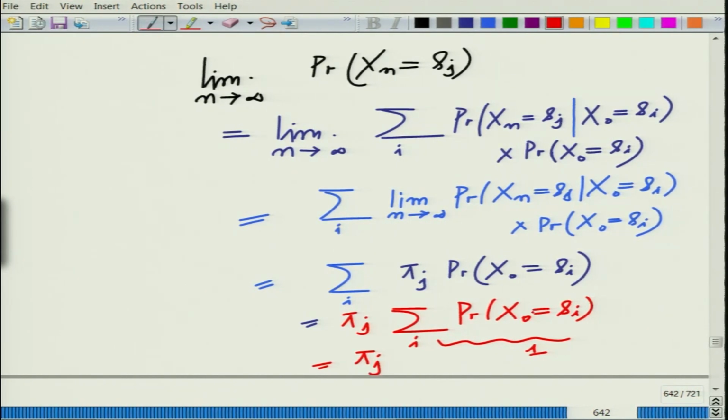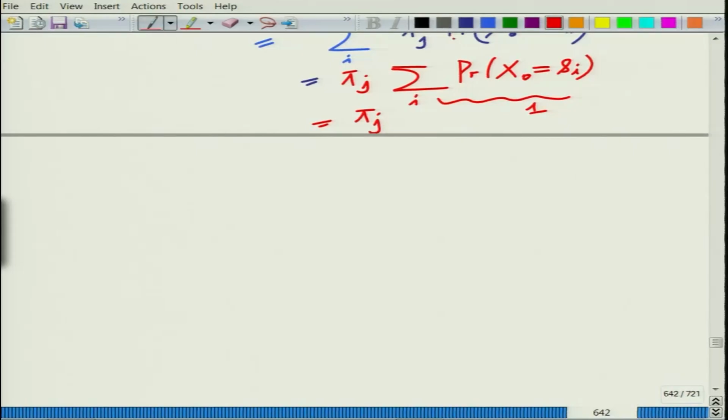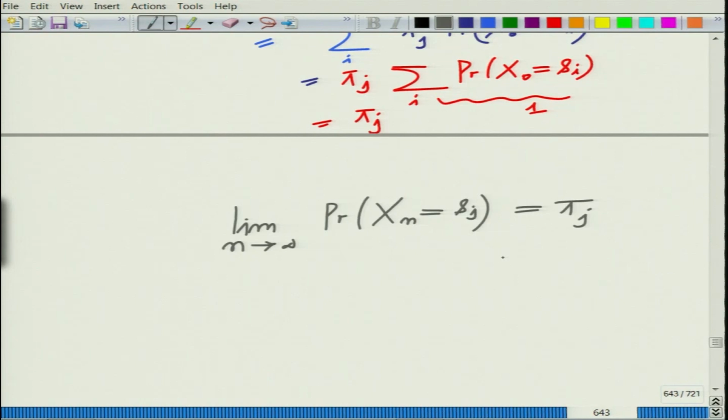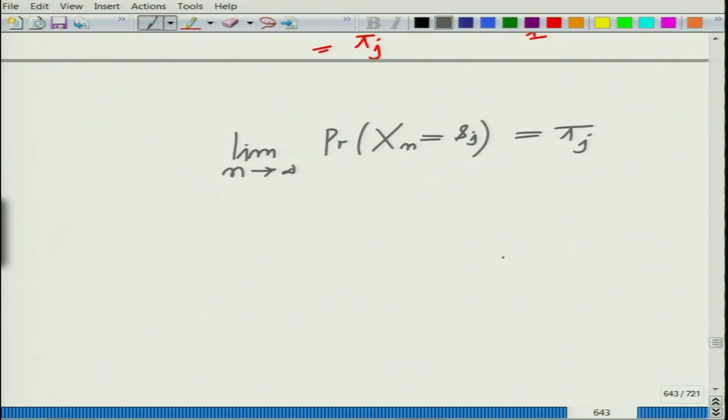This probability x naught equal to Si for different i is nothing but the probability density function or the probability mass function of the initial distribution of the state probabilities. And what this shows is, as the limit n tends to infinity, a very interesting result: after a very large time, if you ask the question what is the probability x n equal to S j, this is equal to pi j, and therefore this is known as the stationary distribution.